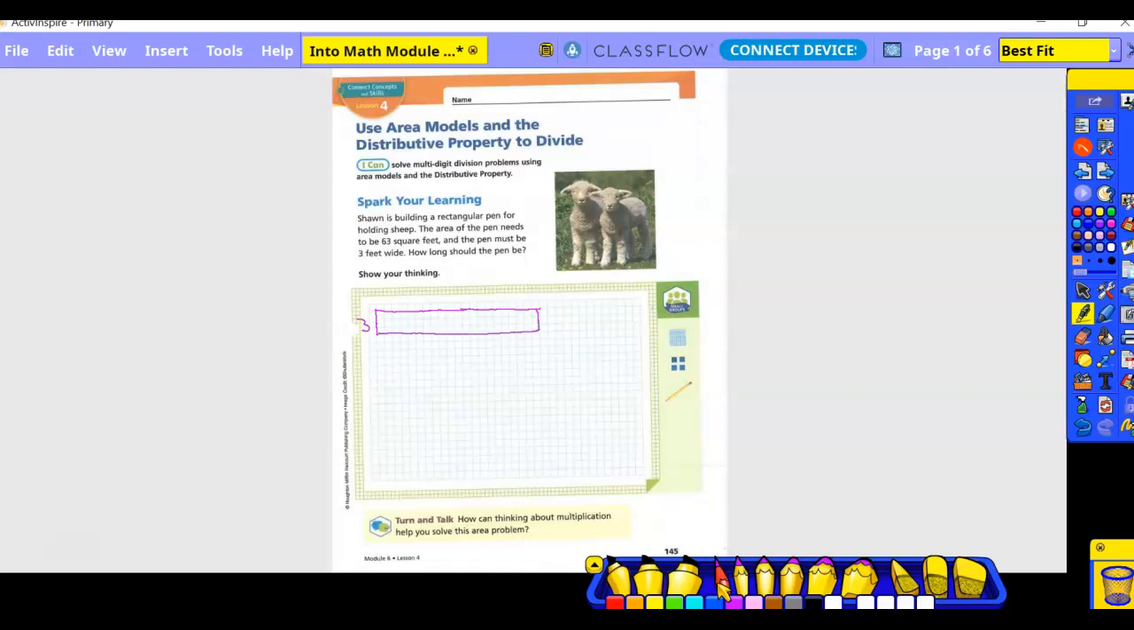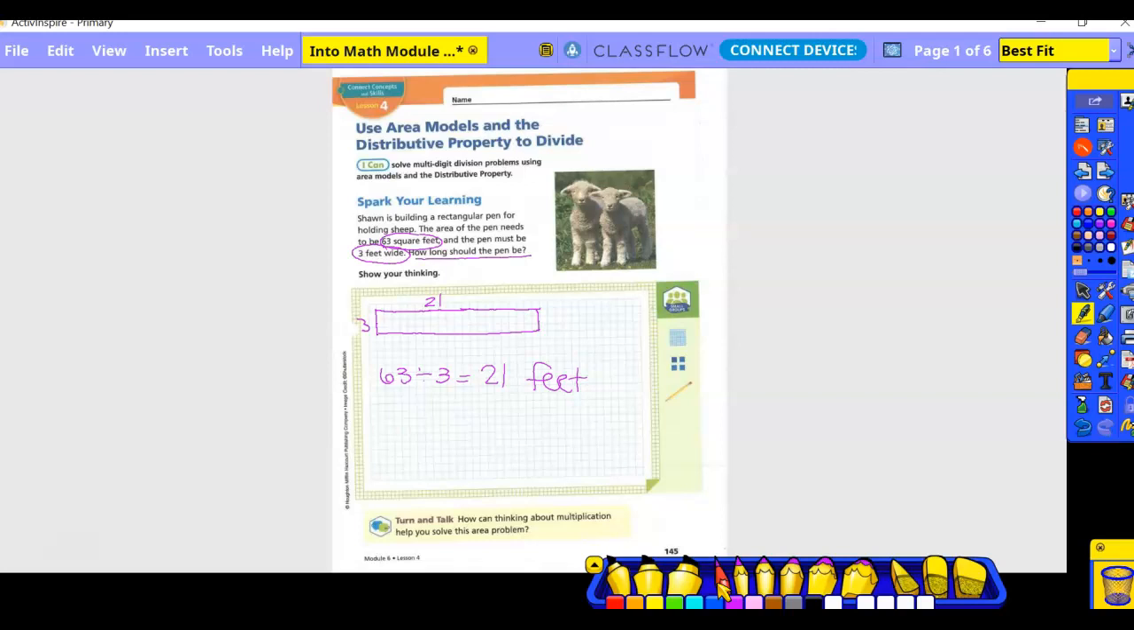Okay, and then we're going to make our box a solid box. So you guys just told me 21. So 63 divided by 3 equals 21, and 21 feet.